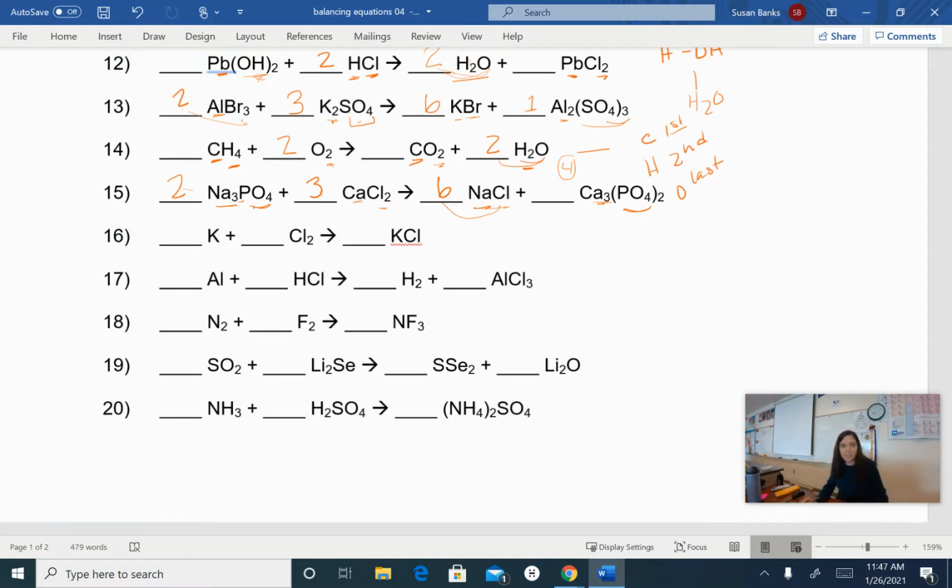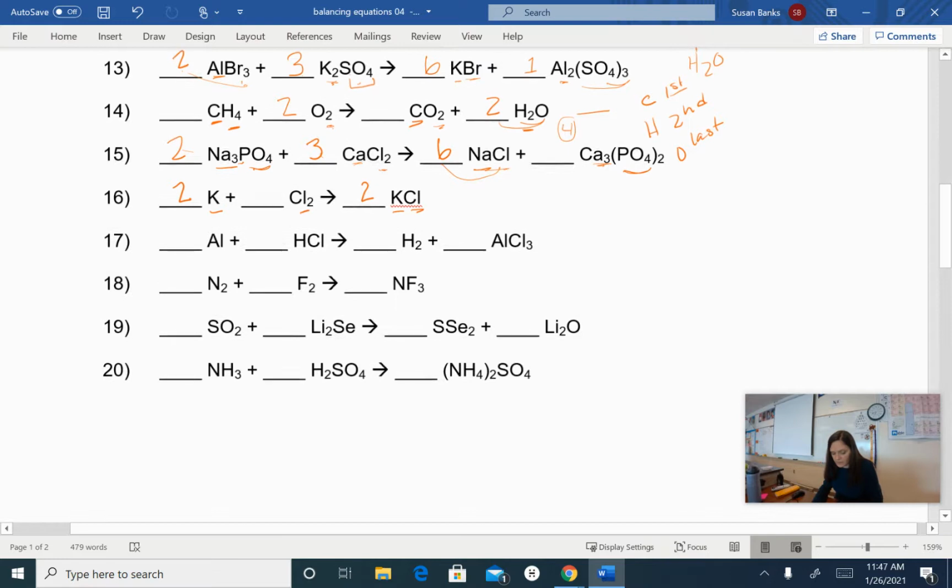All right, number 16. We're going to look at potassium. I've got 1 potassium, 1 potassium. Doing pretty good. 2 chlorines, 1 chlorine. So I need to double this, which means I need to go back and I need to fix my potassiums to match. How'd you do on that one?